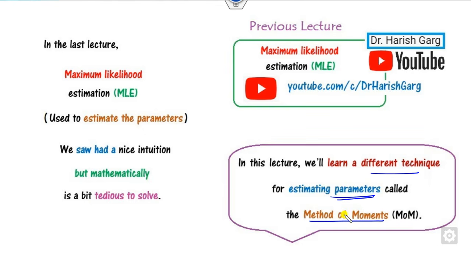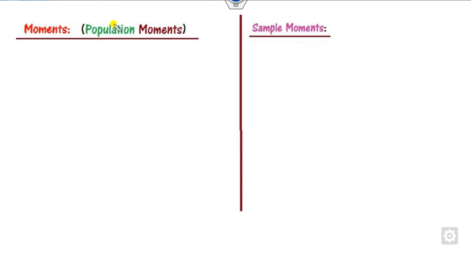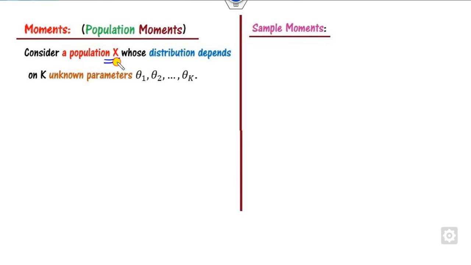Before understanding the method of moments, we must understand what the meaning of moments is. There are two kinds of moments: one is called the population moment and the second is the sample moment. What is the difference between them? When you are talking about the population, consider a population X whose distribution depends on unknown parameters. What is the meaning of that? If X is my population which follows the normal distribution, how many unknown parameters are in this normal distribution? One is mu, second is sigma square. These are my theta 1 and theta 2.